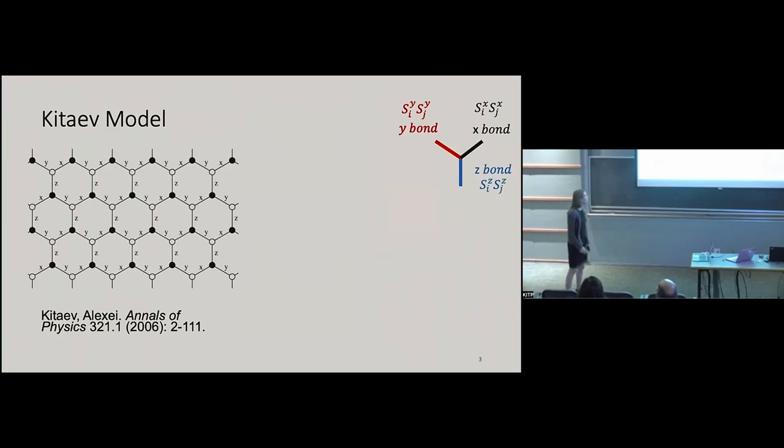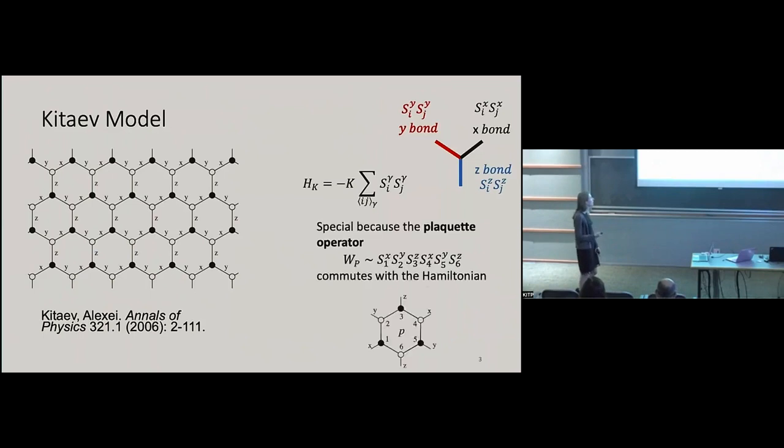I don't know if I have to do much introduction on the Kitaev model, since people have been introducing it, but you have these bond-dependent Ising interactions on a honeycomb lattice. So there are 3 inequivalent bonds. They each have their own distinct directional label. And we can write the Hamiltonian like this, where we have a sum over nearest neighbors indicated by a bond direction, and then the Ising interaction. This is a special model because of these plaquette operators that commute with the Hamiltonian.